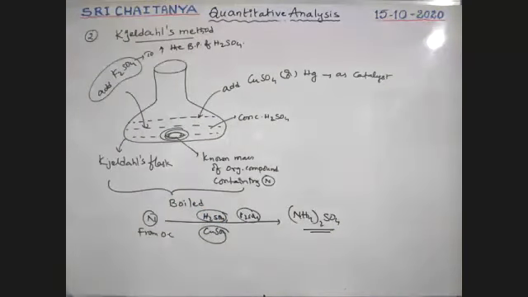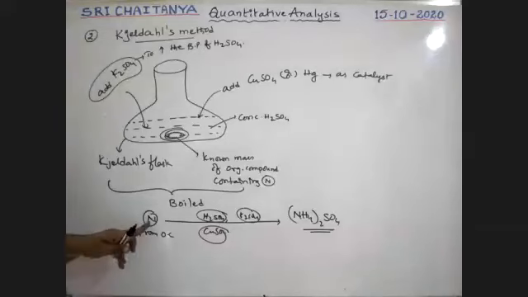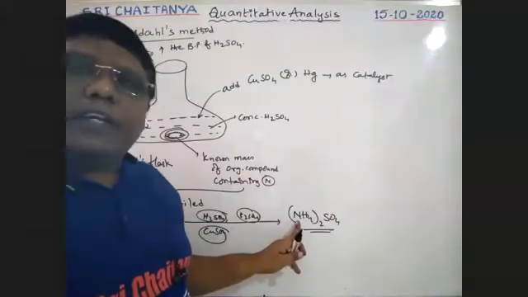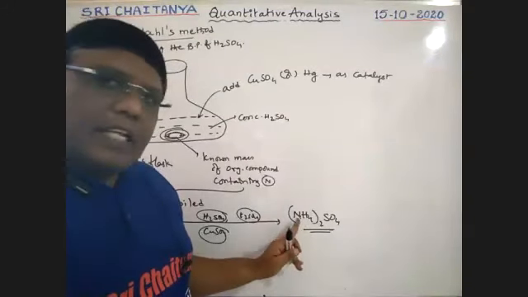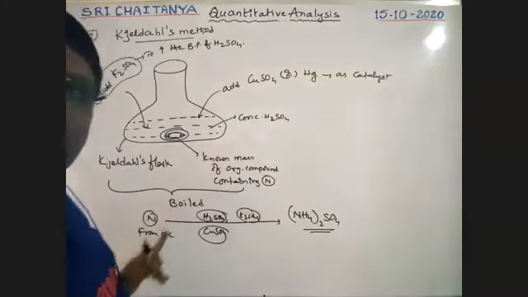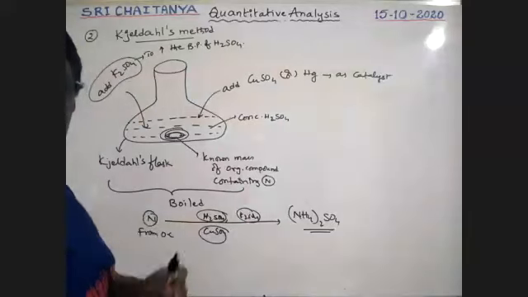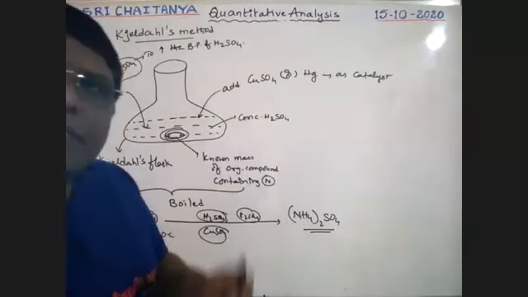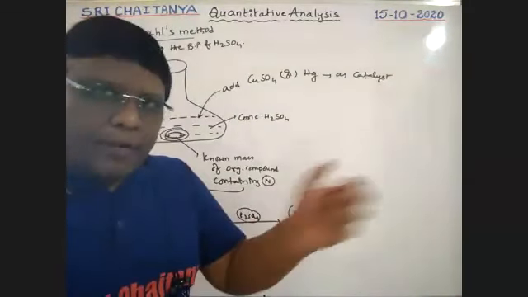So first of all, the entire total nitrogen present here is converted into ammonium sulfate. If you find the percentage of ammonium nitrogen in this ammonium sulfate, it is the percentage of nitrogen present in your organic compound. Okay, so this is ammonium sulfate. This is the precipitate, separate it.